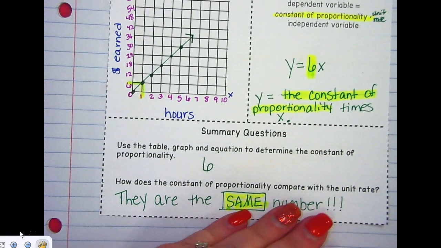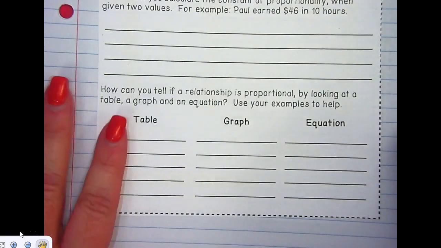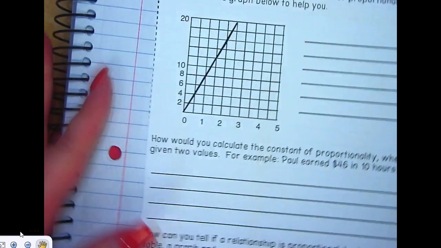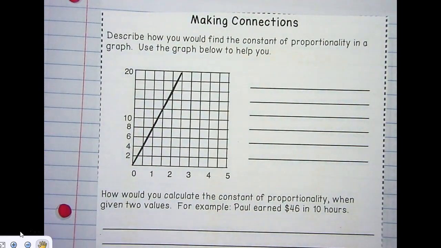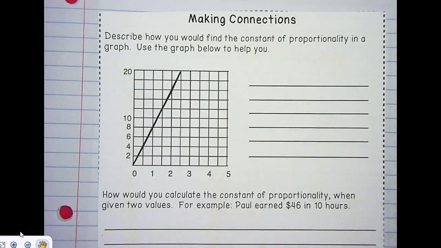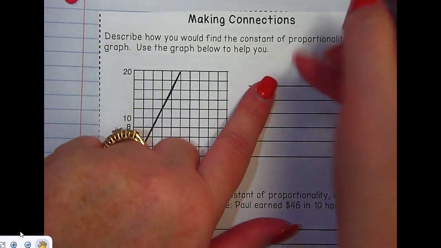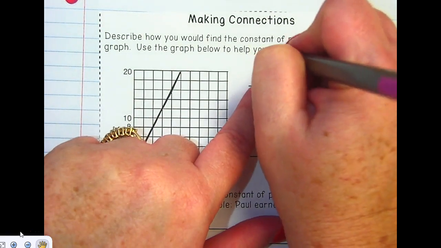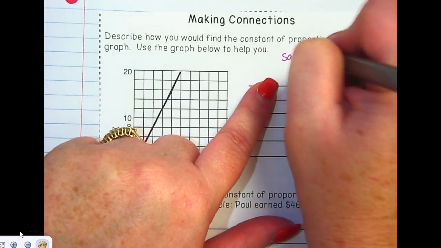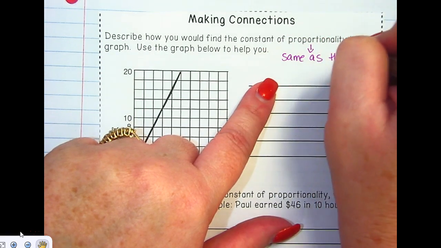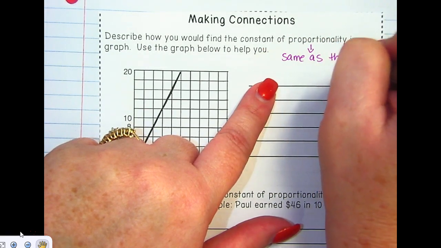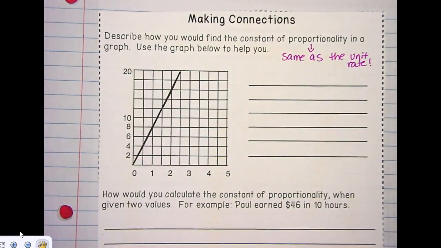All right, so let's switch over to page 69 and let's make the connections. Let's kind of wrap this all up into a big summary. So we're going to take what we just learned and we're going to try to make some connections here with this graph. Describe how you would find the constant of proportionality in a graph. Use this graph to help you. So what we know about the constant of proportionality, it is the same as the unit rate.